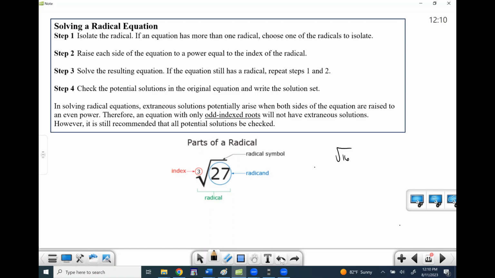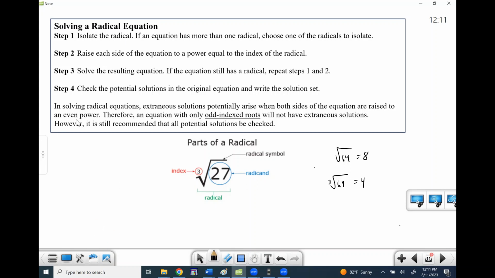Let me do 64 as an example, okay? That would be an 8, because 8 times 8 is 64. But if I have that same number 64 and the index is 3, then I'm saying what number times itself 3 times gets you 64. That would be 4 for the answer, since 4 times 4 gets you 16, and if you multiply it by another 4, you get 64, okay? So that index is saying how many times am I going to multiply the number, right?